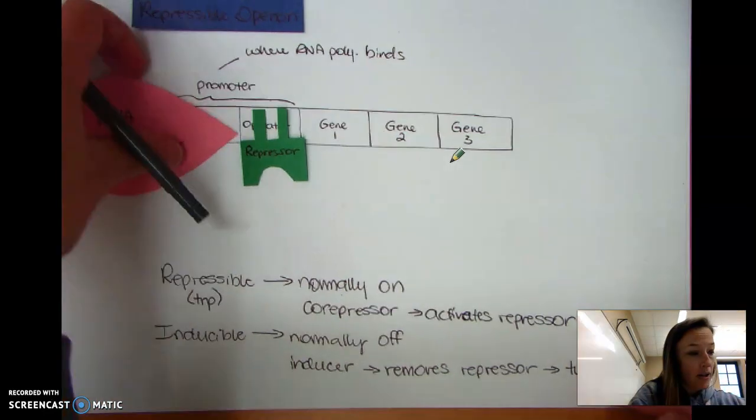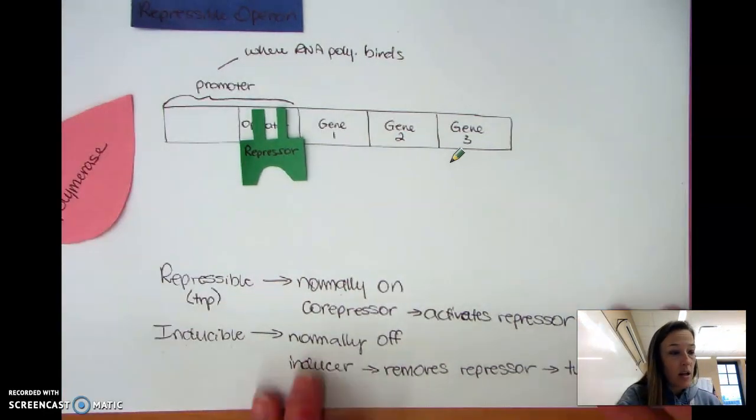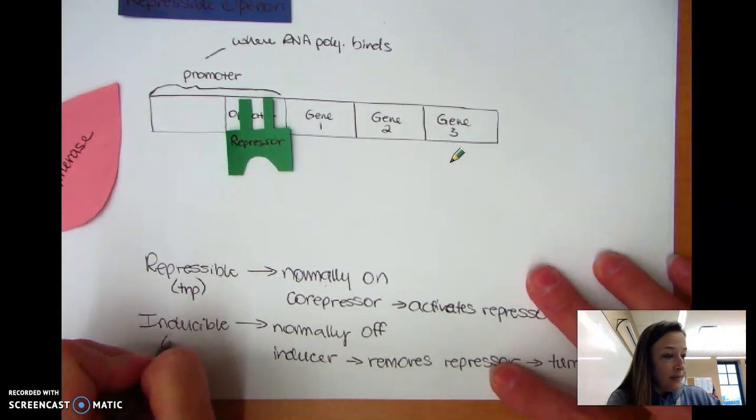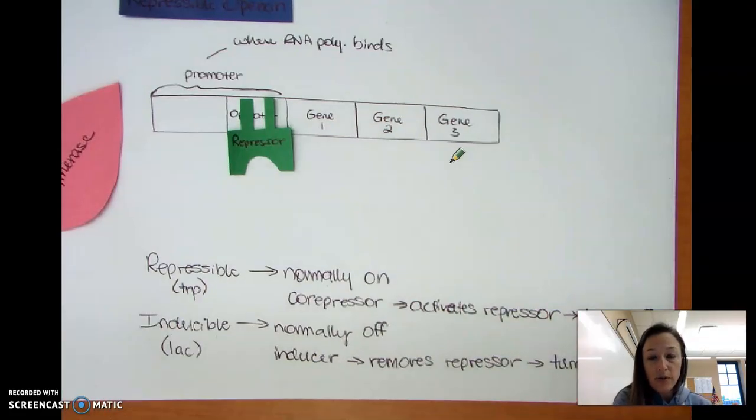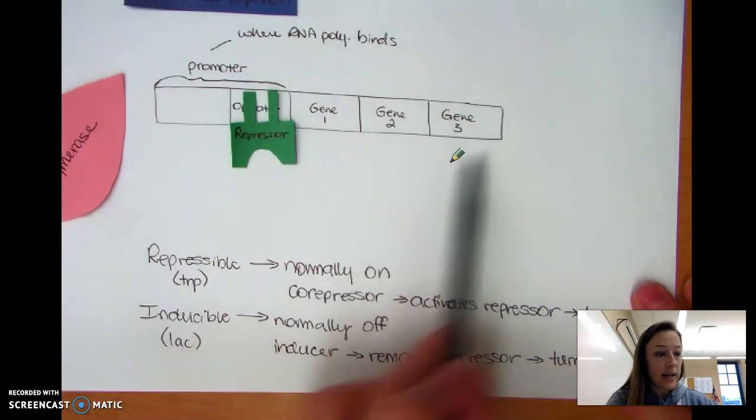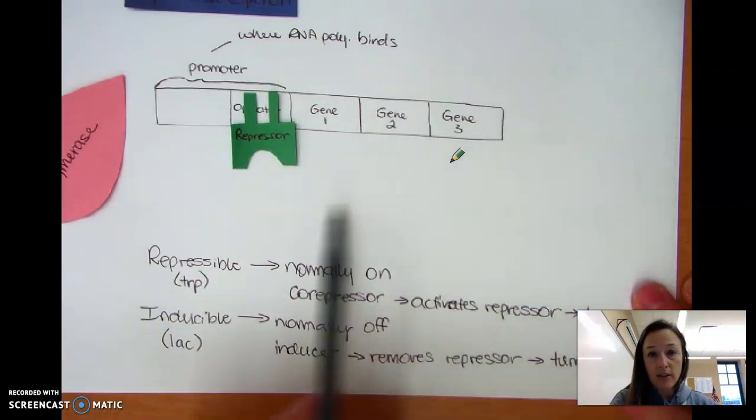An inducible operon is normally off. The lac operon is an example. Lac stands for lactose. So bacteria can digest lactose, which is a sugar, and use it for energy. But they don't want to make the enzymes to digest lactose unless they have lactose. So this is their normal state. Okay, they have not been fed, no lactose.